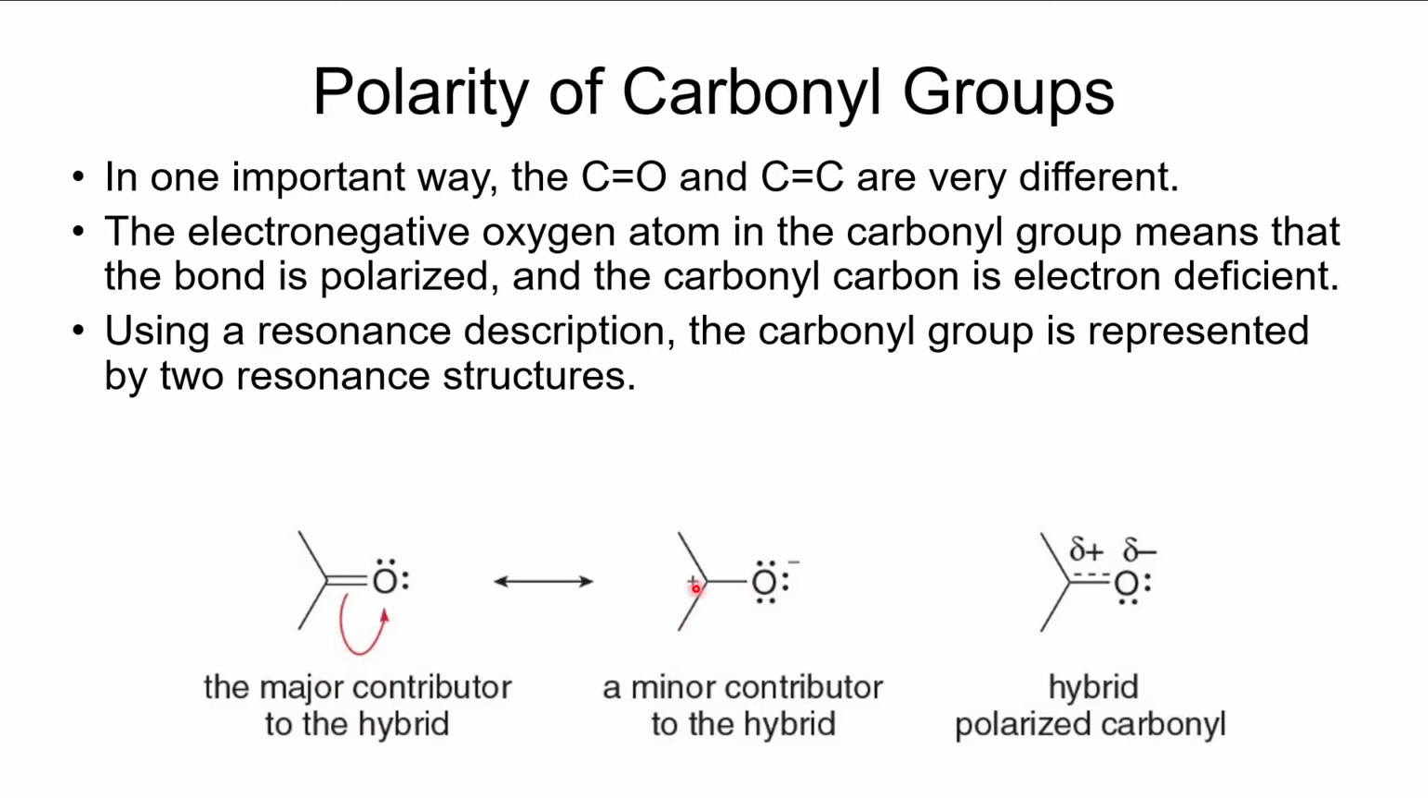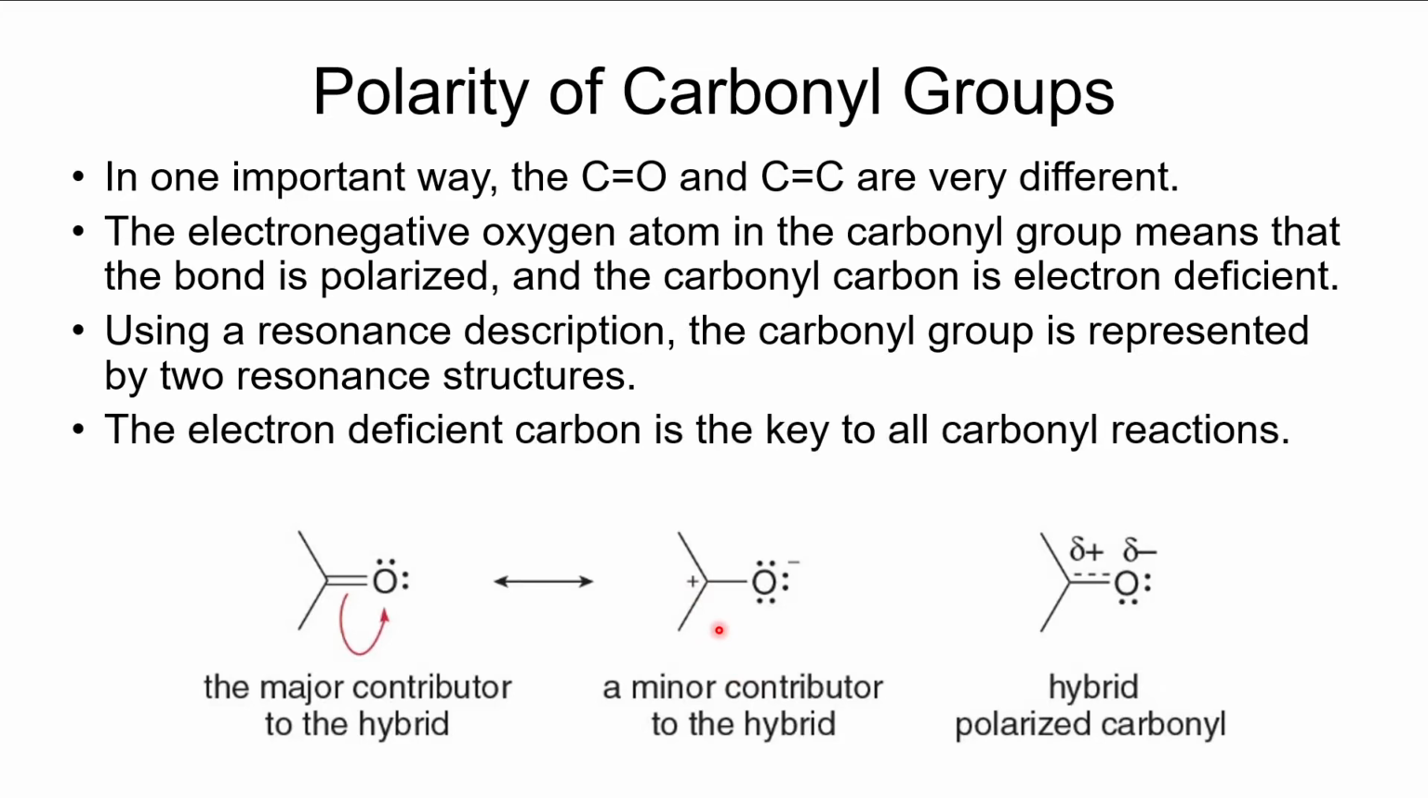You'll see that this carbon only has 6 electrons around it, so it does not have a full octet. But even though this is a minor contributor, there is a significant partial positive charge on that carbon. And so we will find it's this electron deficient carbon that has a partial positive charge that gives carbonyl chemistry its unique features. So that's what we're going to talk about.